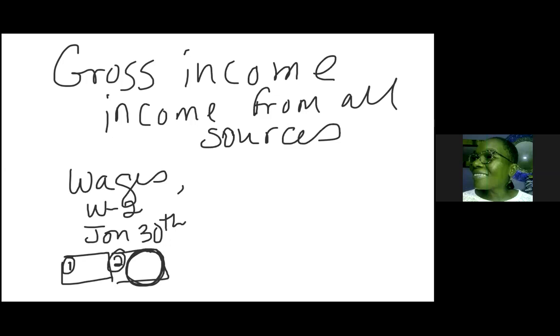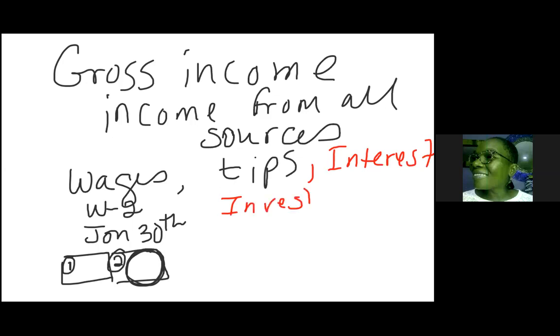Okay, so besides wages, guys, you could also get money from tips, income from tips. Then we have interest, from your investments, your bank accounts, investments in and of themselves. Now for the investments, guys, this year, a lot of people started getting into the market and investing in the market.